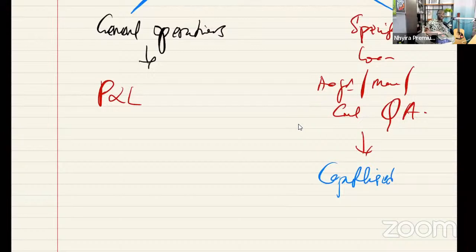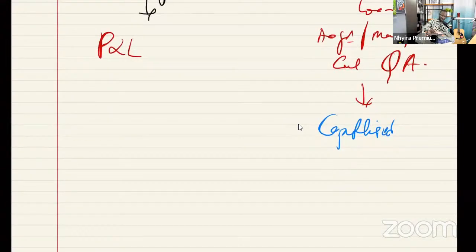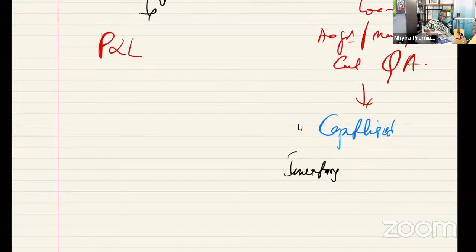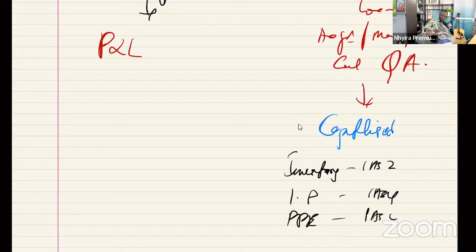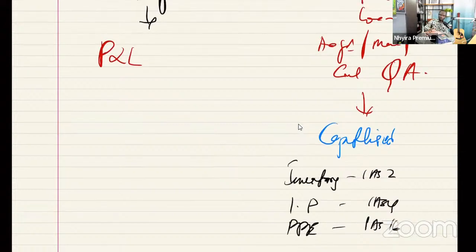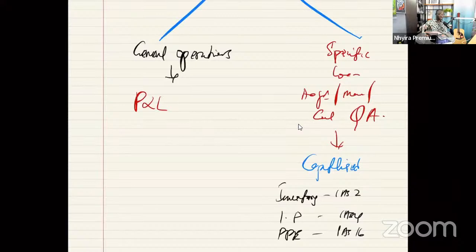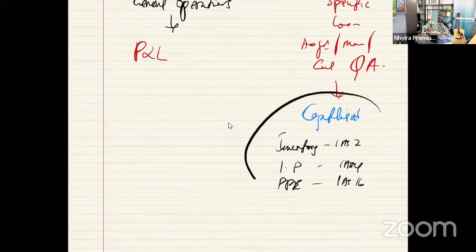Now, this qualifying asset is simply an asset that requires substantial time to be ready for use or ready for sale. So it could be an inventory we are buying or manufacturing and borrowing money for, IAS 2. It could be an investment property, IAS 40. It could be infrastructure, or just property, plant, and equipment, and that will be IAS 16. So whatever class of asset we are dealing with, as far as we are borrowing money to acquire or manufacture it, the finance cost has to be included in the initial cost. If it is inventory, it is included in the initial cost of the inventory. If it is an investment property, in the initial cost of the investment property. If it is property, plant, and equipment, in the initial cost of the property, plant, and equipment.